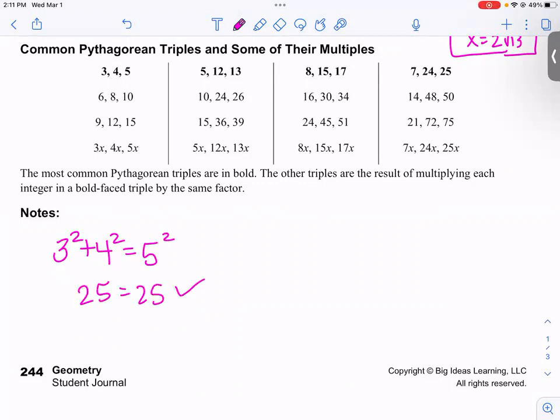Okay, 6, 8, 10, 9, 12, 15. Those are all just multiples of 3, 4, 5. So they're kind of in that same family of Pythagorean triples.